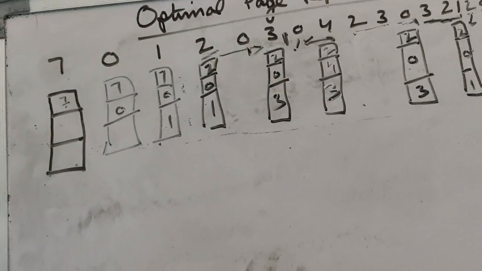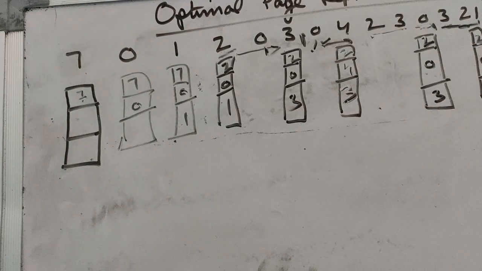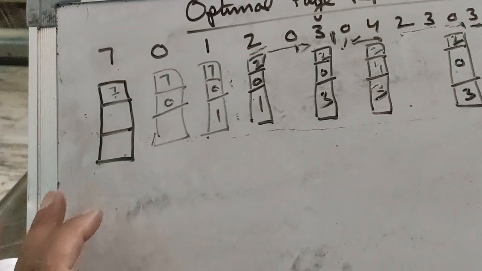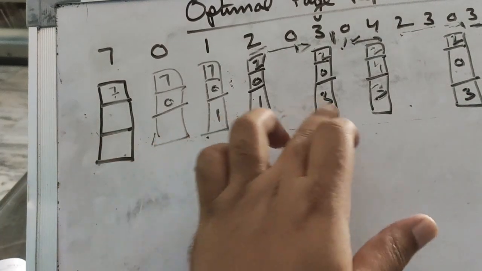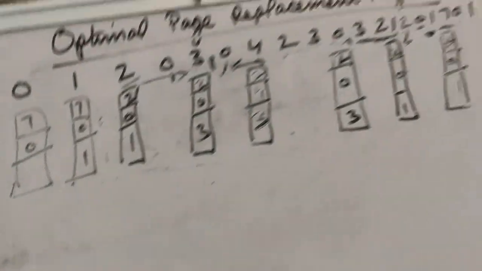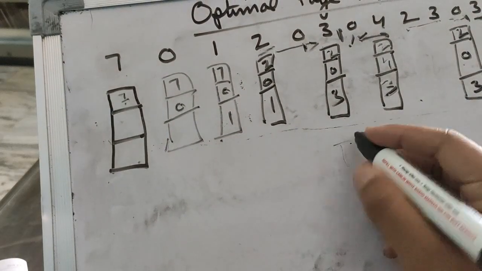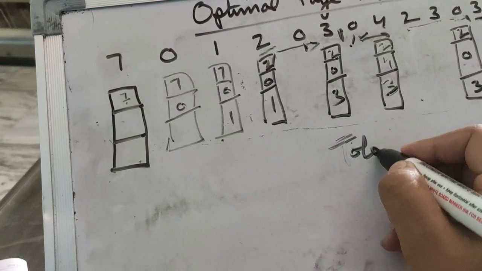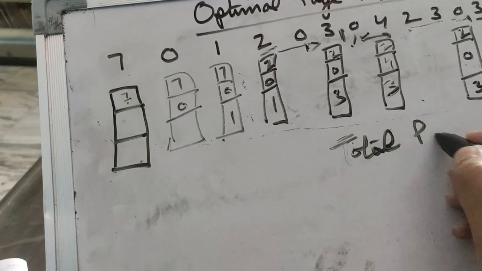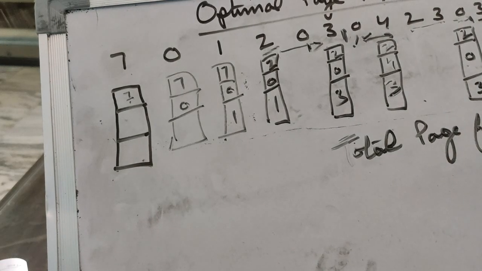Now if you are asked to count the total number of page faults, how many page faults will there be? It will be summing to 1 2 4 5 6 7 8 9. In total, the page faults are 9.